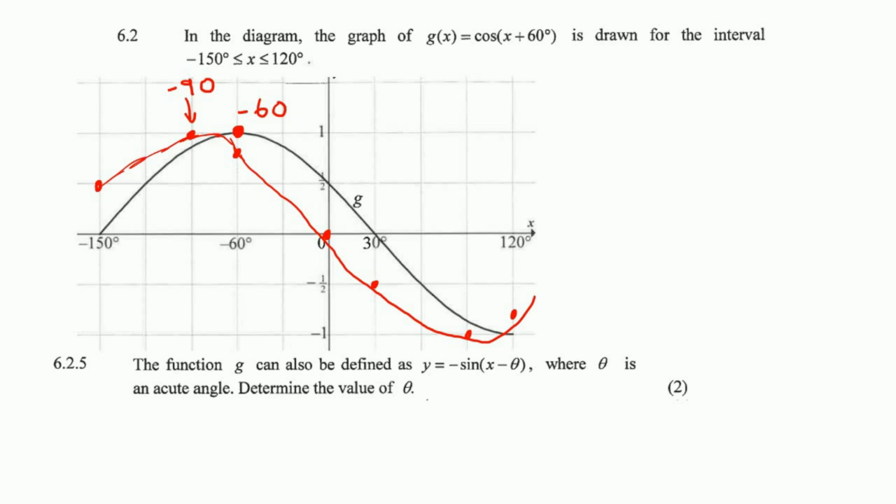Okay, so we would have to just take this sin graph, which is the red one, and move it 30 degrees to the right. So your equation would be y equals negative sin(x − 30), because then it would move the red one 30 degrees to the right, and then it would actually be on top of the cos graph. So the answer for this one is 30 degrees.